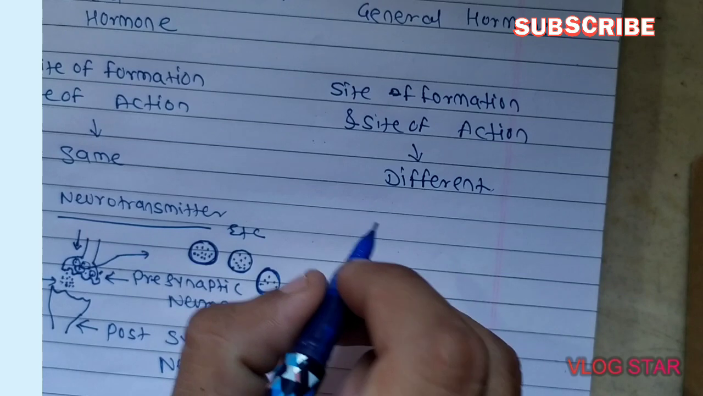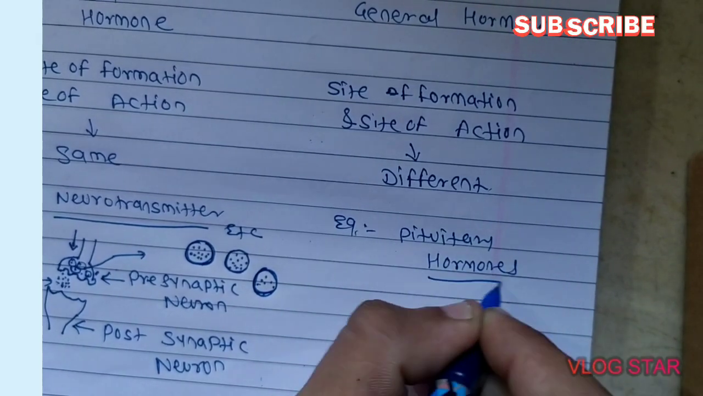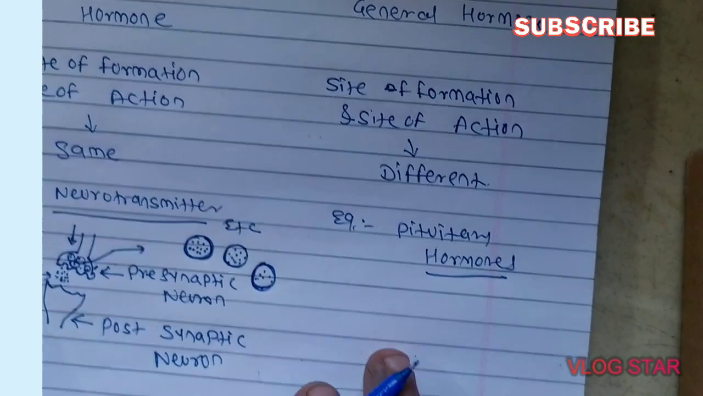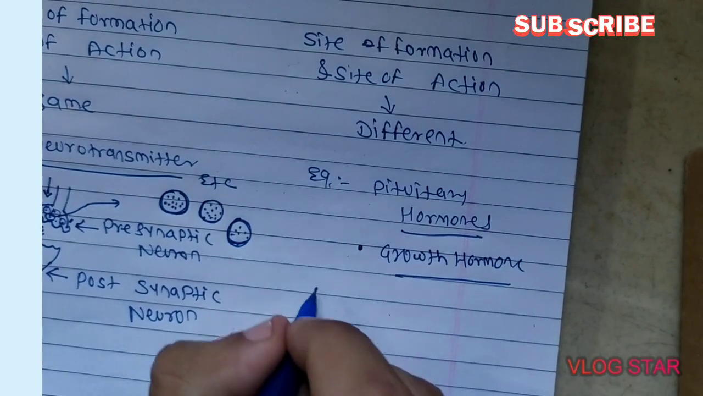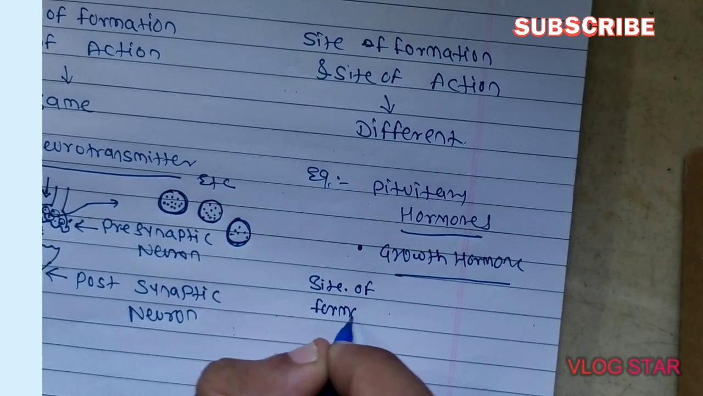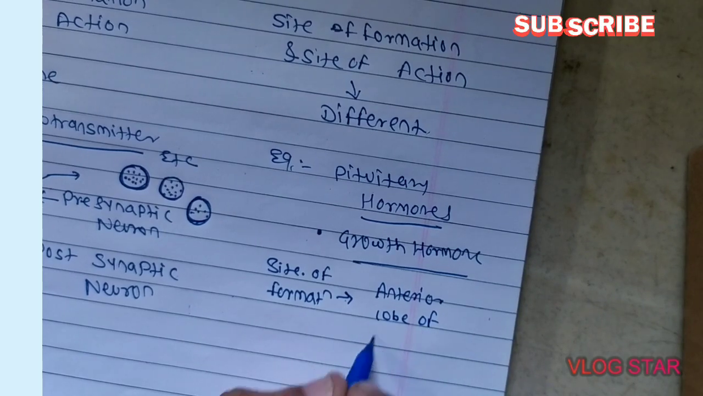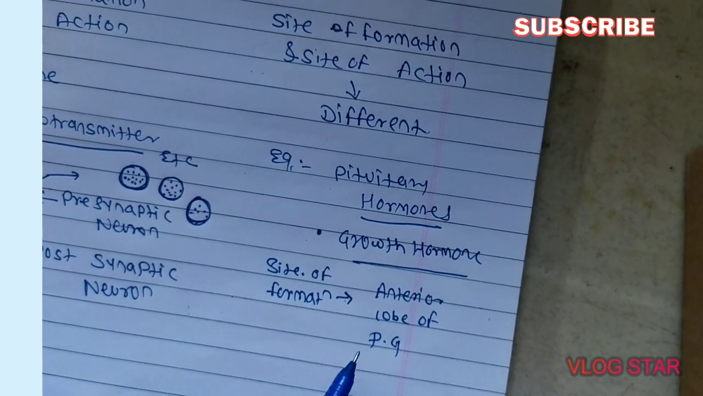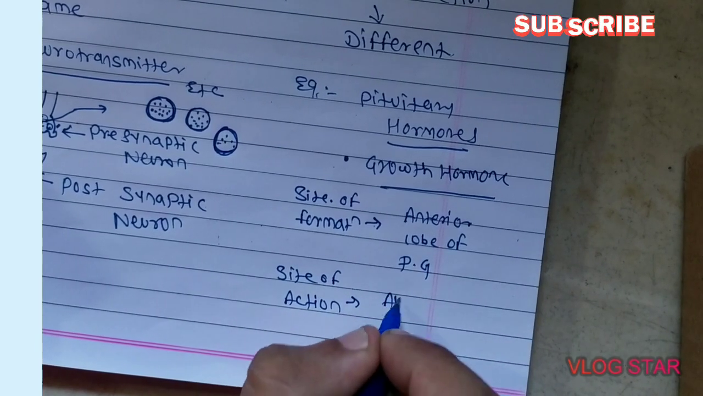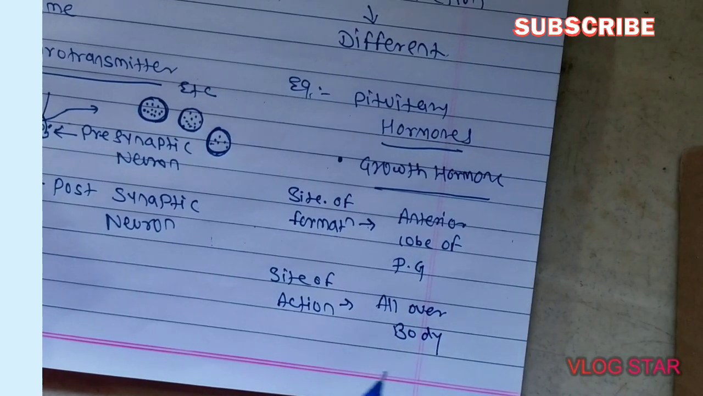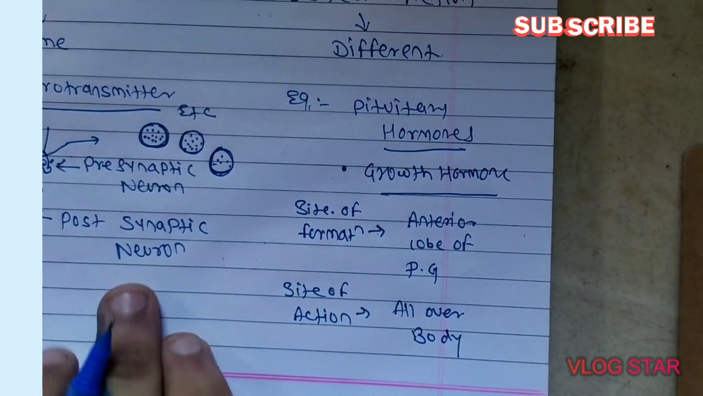So what are the examples of general hormones? The examples are pituitary hormones. Suppose one example of a pituitary hormone is growth hormone. The site of formation of growth hormone is the anterior lobe of the pituitary gland, and the site of action is all over the body. So this is an example of a general hormone.